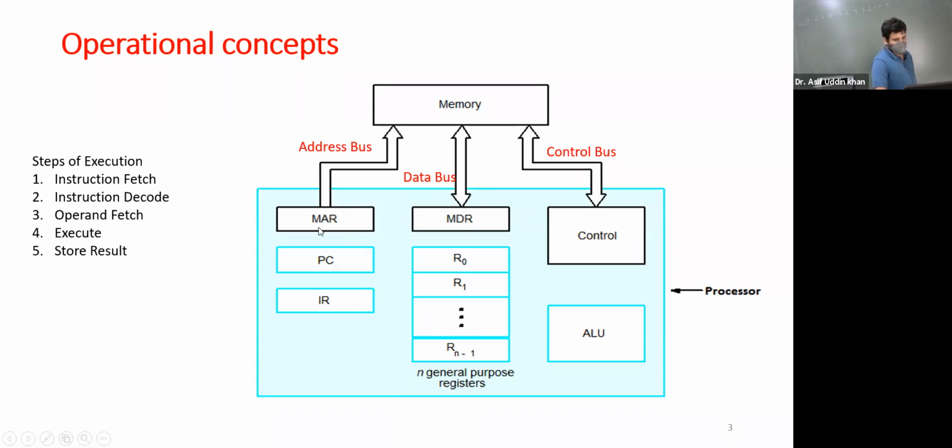So here MAR stores the address of the instruction, and MDR stores data. Whenever data comes from memory, it has to come to MDR first. Then from MDR, it will go to the general purpose register or ALU for execution. And whenever you want to store data in memory, the data will go from the register to MDR, then from MDR to memory. Control signals go from the control unit to the memory, and the control unit also gives control signals to these other components, including the ALU.